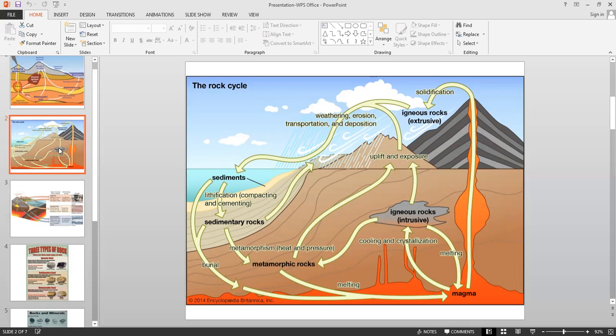For the sedimentary rocks, they are formed due to compaction, due to weathering. If you can see this arrow, there is weathering, erosion, transportation, and deposition. So with all those processes, we get the sedimentary rocks.